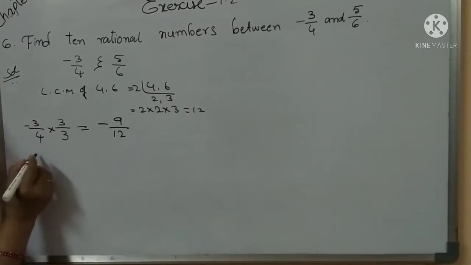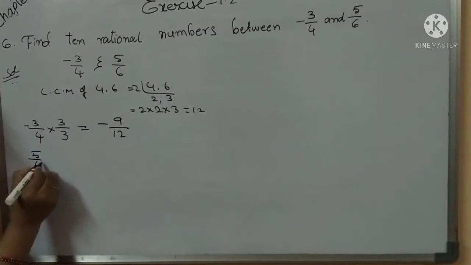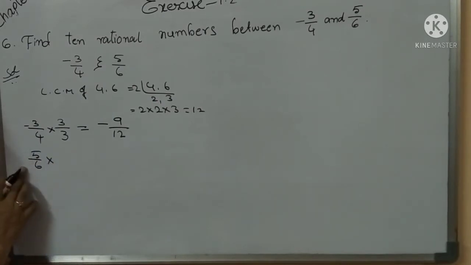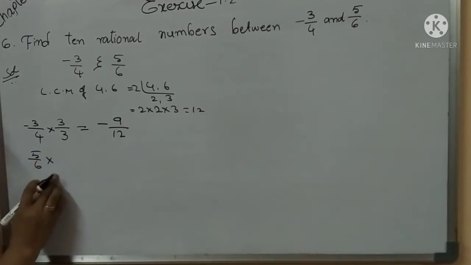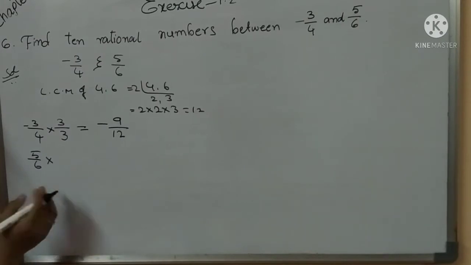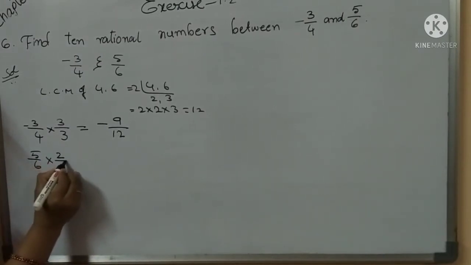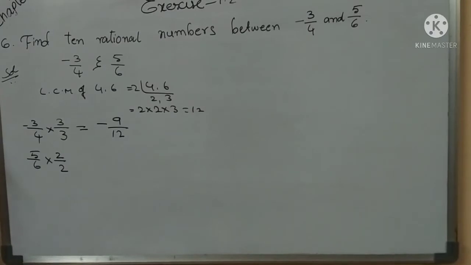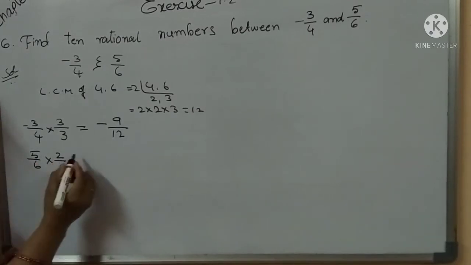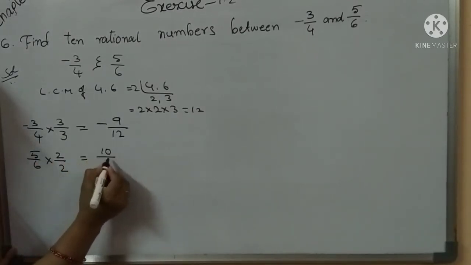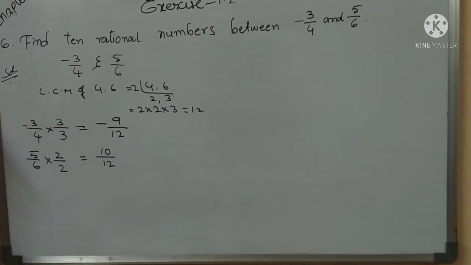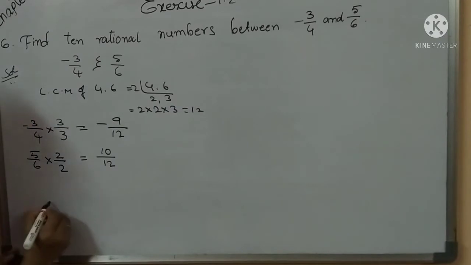Next rational number 5 by 6. Here also the same: 2 table is possible, 2 5s are 10 and 2 6s are 12. We will get denominator 12, so numerator and denominator are multiplied with 2. So here 2 5s are 10 and 2 6s are 12. Okay. Now, for these numbers in between, we draw the number line.